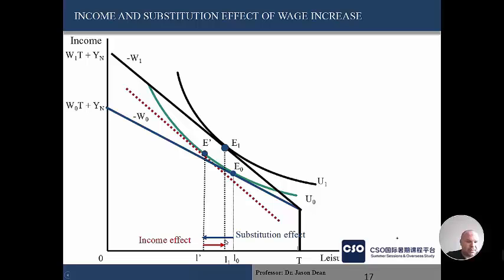They both work in opposite directions when we have a wage change, and how much the hours worked change depends on the size of the substitution and income effects. Here the substitution effect was larger, and the substitution effect says to work more, so this person is working more.